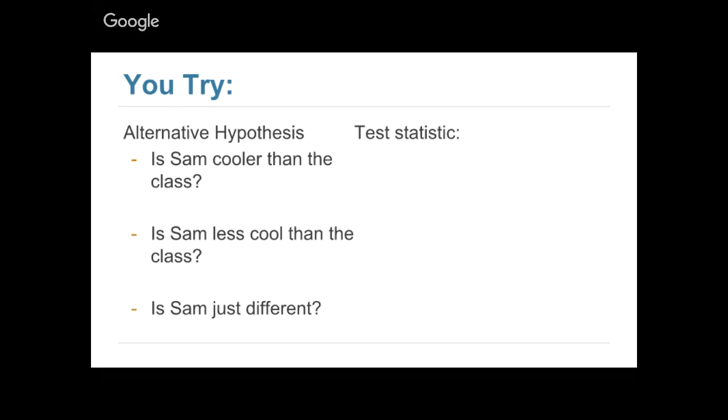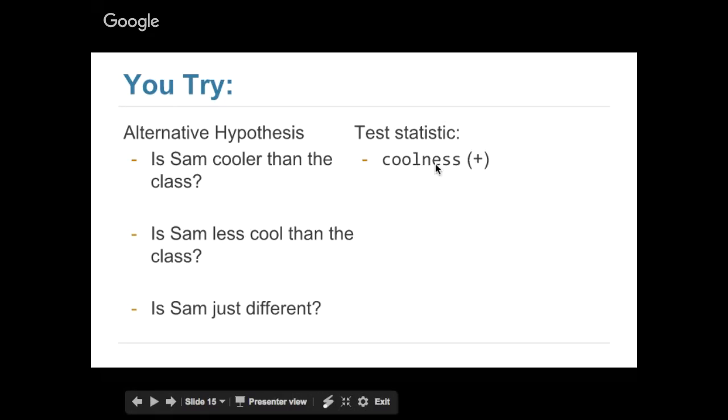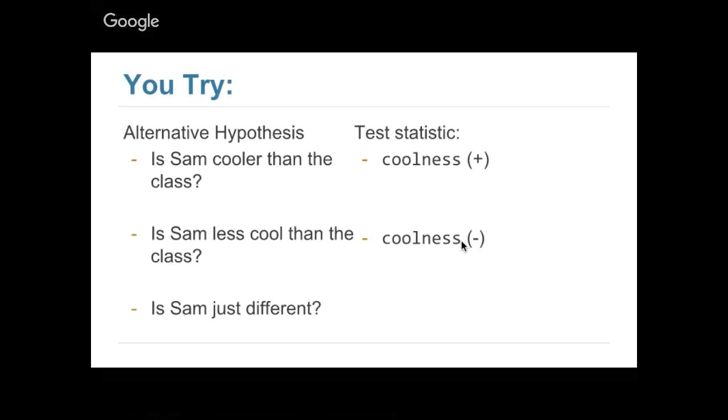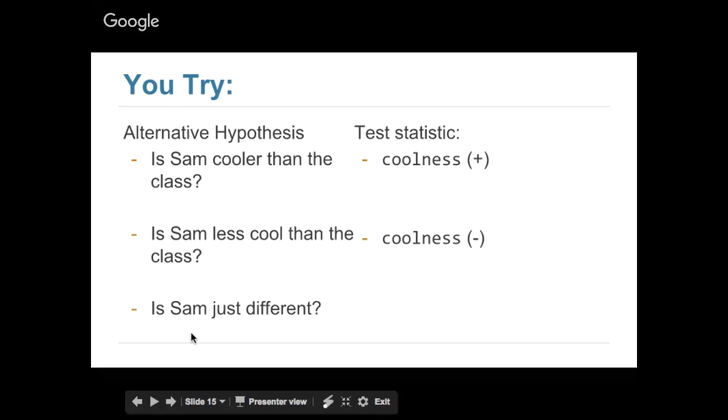All right, so let's talk about it. Okay, in this case, if I'm just trying to find is my coolness level greater than everyone else's coolness level, I can just take my coolness by itself and look in a positive direction. If I want to figure out whether I'm less cool than the class, I take my coolness and look in a negative direction. That's all I'm willing to do. Finally, if I want to figure out whether I'm just different from the class, I want to find the distance I am from the average of the class, which I'm going to say is 50. So here I would say absolute coolness minus 50 and look in the positive direction.